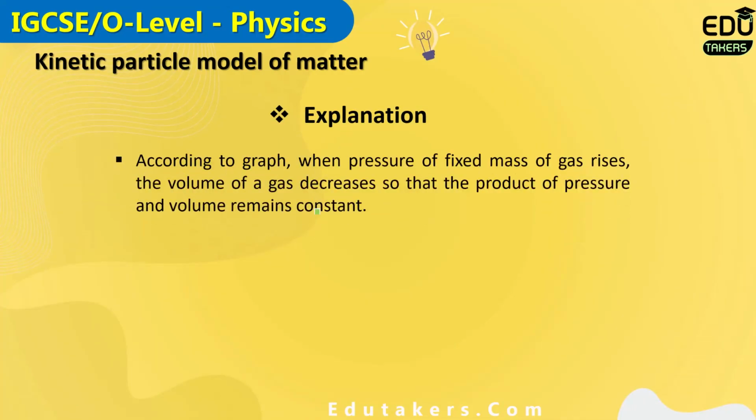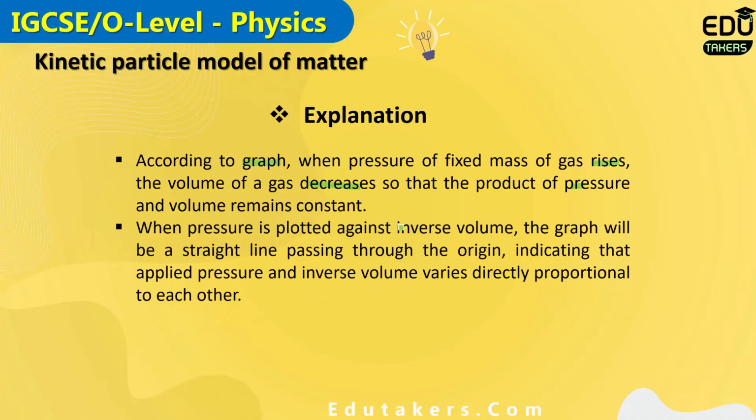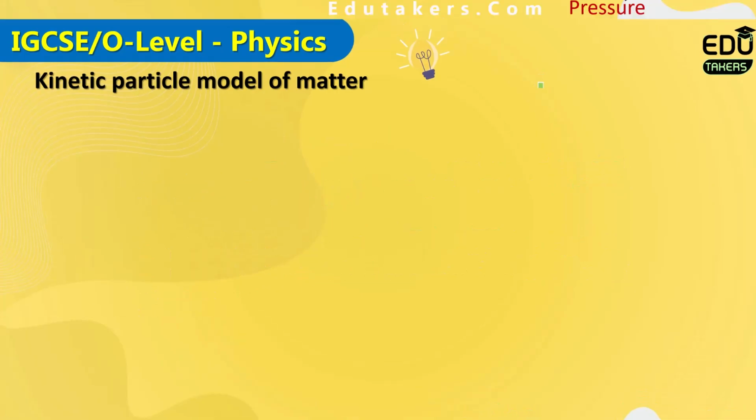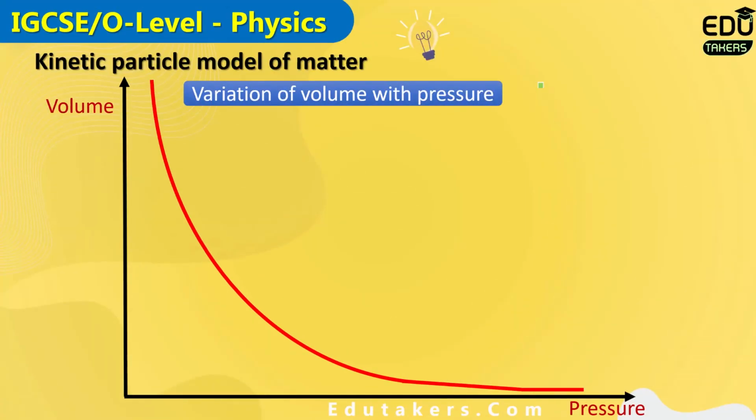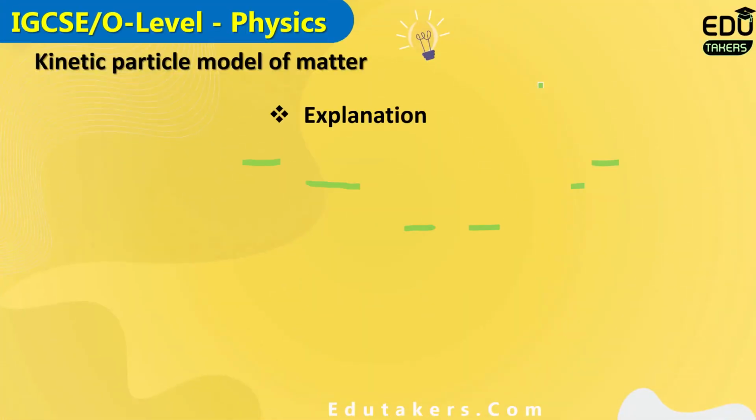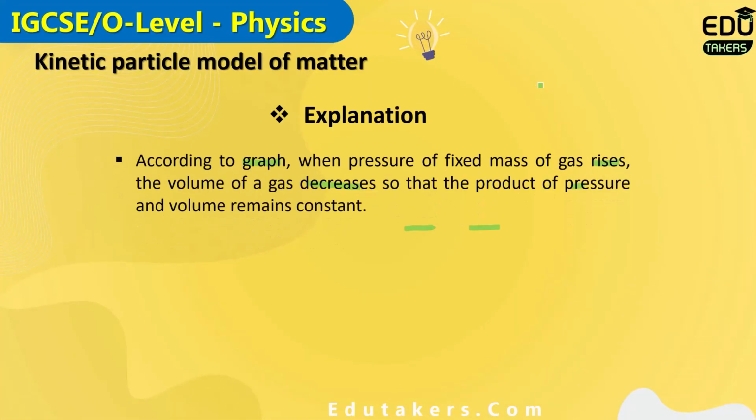Here is the explanation of the graph. You can see here, according to the graph, when the pressure of the fixed mass of gas rises, the volume of the gas decreases, so that the product of the pressure and volume remains constant when the pressure is plotted against the inverse volume. What is meant by this? Initially, we saw the graph between the pressure and volume on the previous slide. You can see here the graph between the volume and the pressure, and it's curved. Now we have to draw the graph between the inverse of the volume and the pressure.